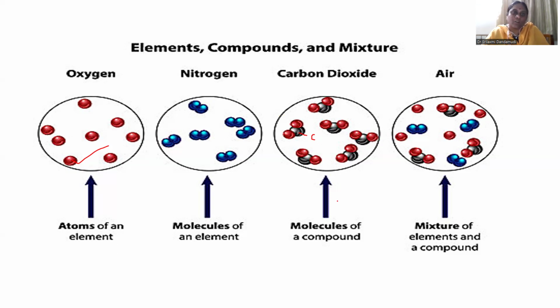A molecule is a combination of two elements. Here a compound is a combination of different elements. See here, one carbon and two oxygens combined together give carbon dioxide. It is a compound. Here, for a mixture, air is the example. It contains elements, molecules and compounds. All these are present in a mixture, but they are not chemically bonded together.